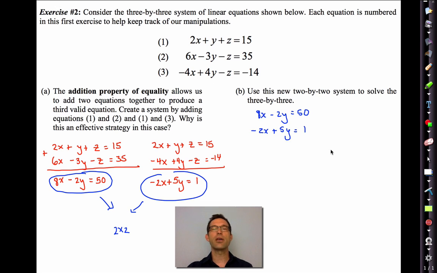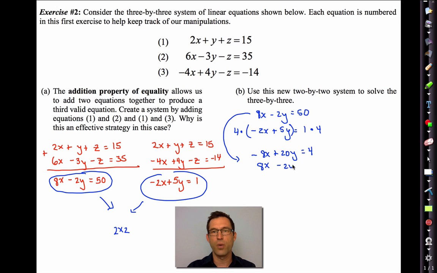Now, if we were really lucky, we'd be able to just add these two equations together and we'd have another variable eliminated. But that doesn't look to be the case. So what I'm going to do is take this equation and multiply both sides by 4. Okay, let me write that one down. That gives me negative 8x plus 20y is equal to positive 4. Then I'm going to just write this one down again: positive 8x minus 2y is equal to 50.